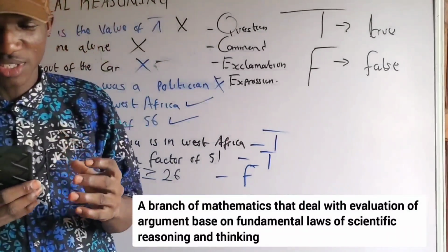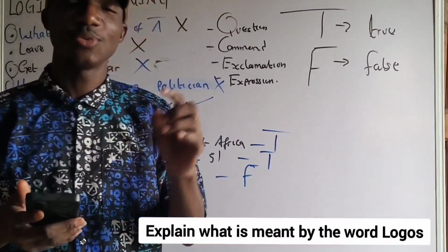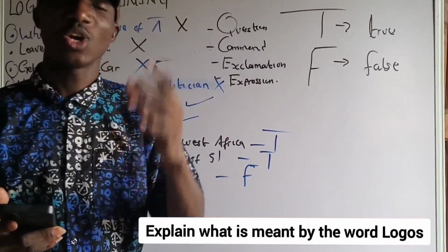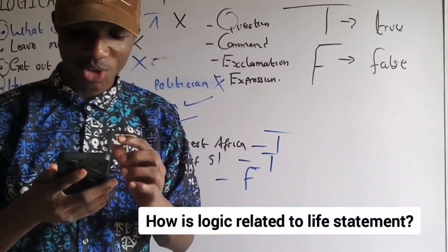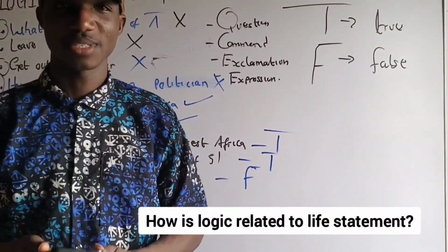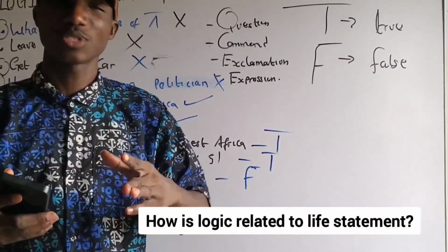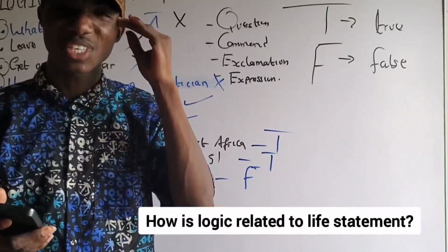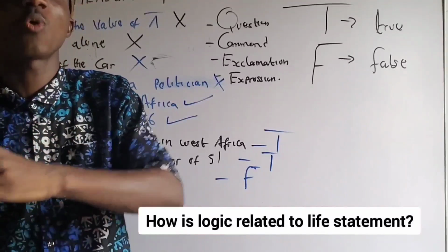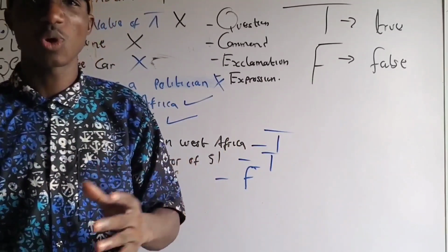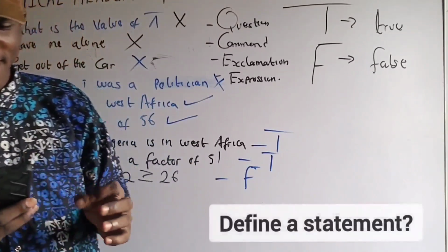Now, another question is to explain the meaning of logic. Oh, I didn't talk about it when I started this class. The word logic is coined from the Greek word logos. Logos means reasoning, it means thinking. Another question is this: how is logic related to life statements? Well, logic is related to life statements because it helps in decision making, the ability to think critically before making decisions, and it also helps in drawing conclusions on what has occurred before. Don't worry, we're going to talk more about it when we get to compound statements. So that's the answer.